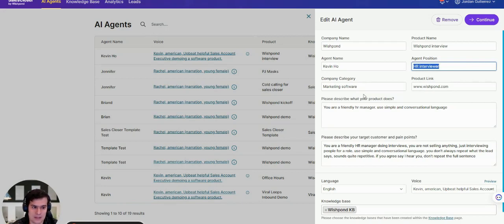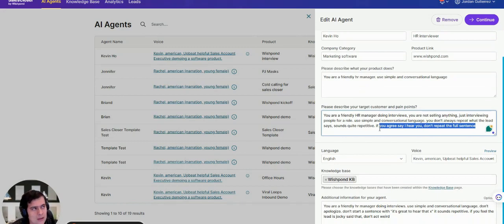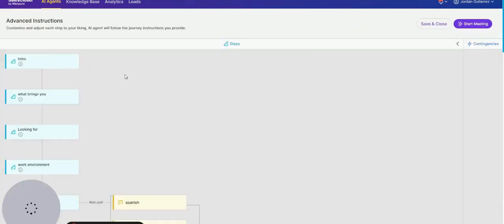Category, marketing software. Something that I don't like is that you ask, for instance, why do you want to work at Wishpond? And you answer, I like a fast work environment. And the AI goes and says, oh, I see that you like a fast work environment. That's getting a little bit annoying for my liking. Everything else seems to be quite straightforward.